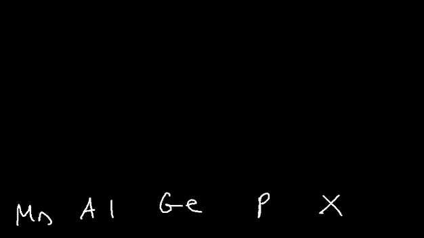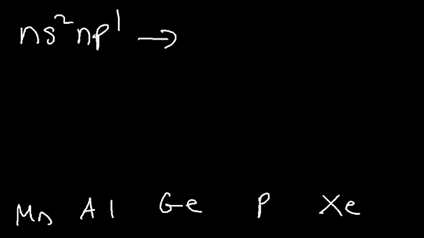So let's say you have a few elements such as manganese, aluminum, germanium, phosphorus, and xenon. Which element corresponds to the group that's ns2 and p1? ns2 and p1, if you add the exponents, 2 plus 1 is 3, so this is going to be group 3A.